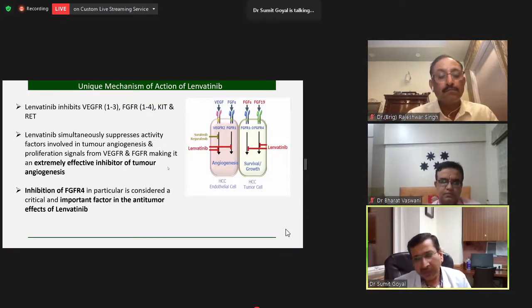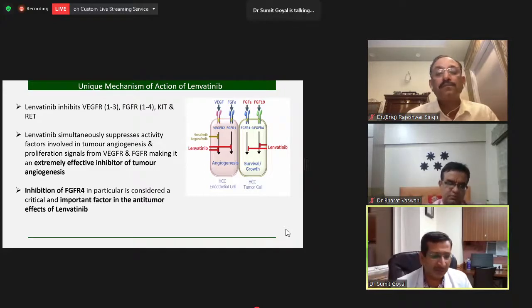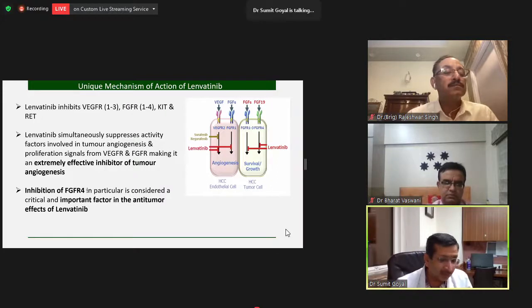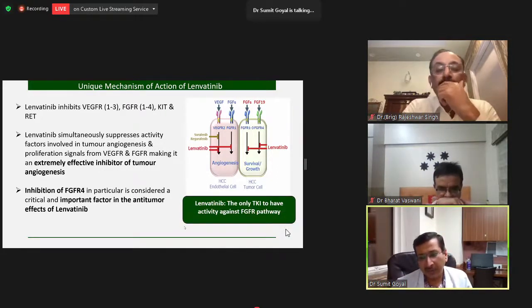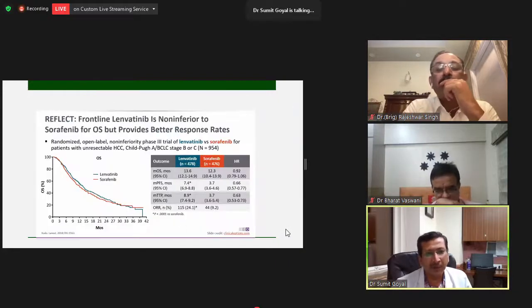We know lenvatinib has a unique mechanism of action. It covers not only VEGFR, it covers the fibroblast growth factor pathway also. So it is extremely effective in inhibiting tumor angiogenesis. This particular pathway is considered a critical and important factor in the anti-tumor effect of lenvatinib. We know this works against the FGFR pathway also.